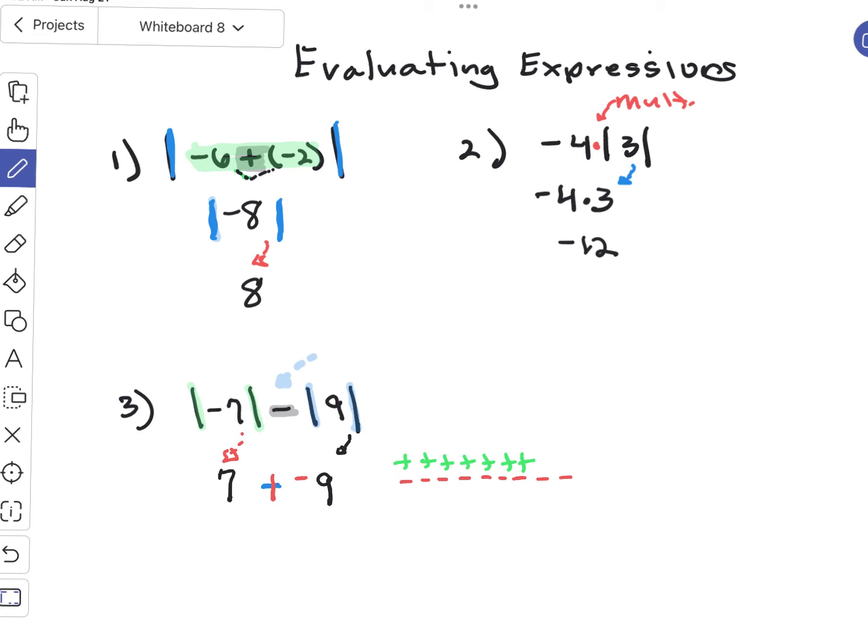1, 2, 3, 4, 5, 6, 7, and 9 negatives. And remember, a positive with a negative is a 0. So doesn't that leave us a negative 2 as our final answer? Right? Another way of looking at it is, don't we have more negatives than we do positives? How many more negatives do we have? We have 2 more negatives than we do positives. So that's what your work should look like. So let's look at the next set.